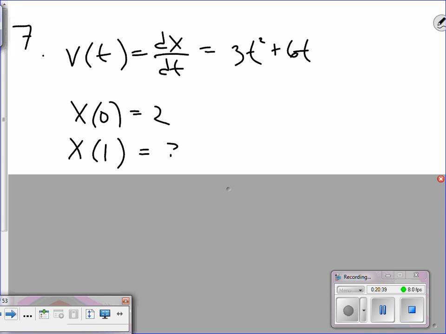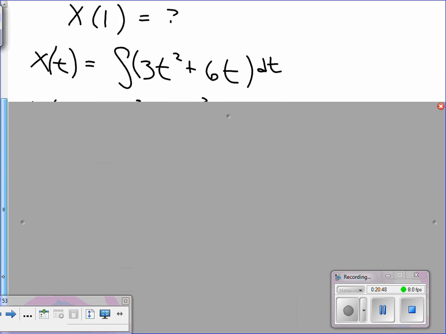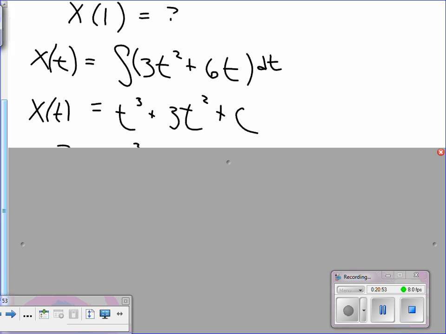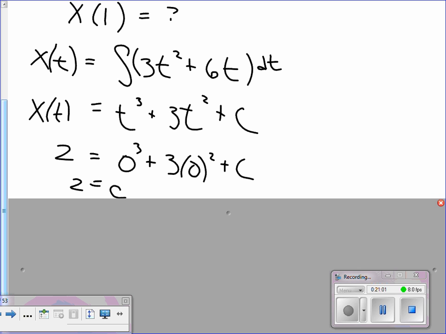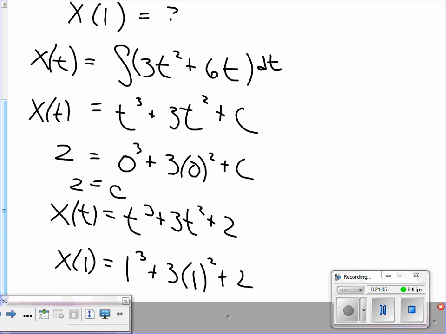Yes, the velocity is the derivative of the position. Sometimes they use x for position, sometimes they use s. But the first thing you had to do here was take the antiderivative of velocity, and you don't want to forget your plus c. And then they told you that the position when time is 0 is 2. So you put in 2 for the position, 0 for time. That allows you to solve for c. Once you know your position function, then you can get the position at any time, including 1. You just plug in 1 and you get 6.